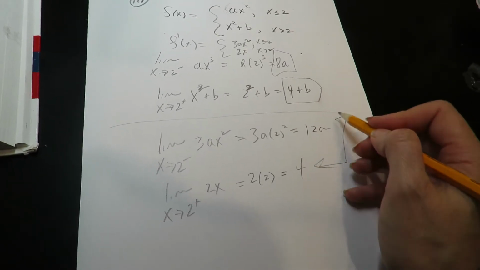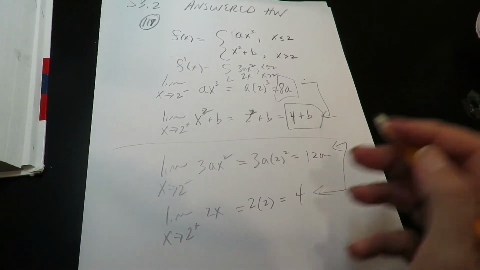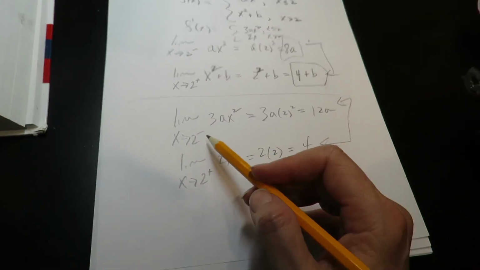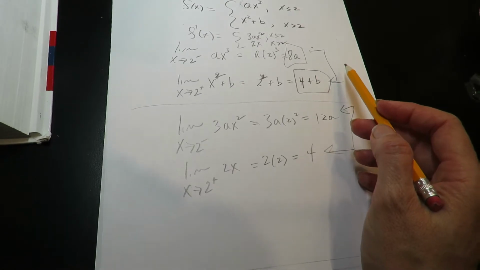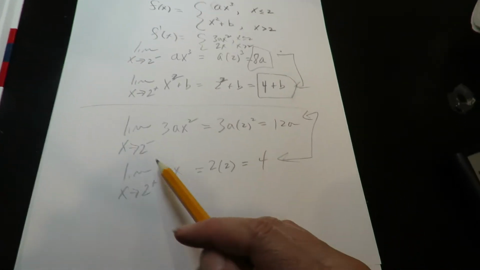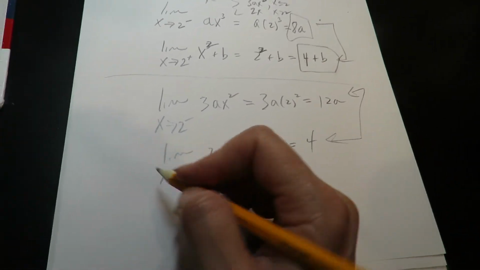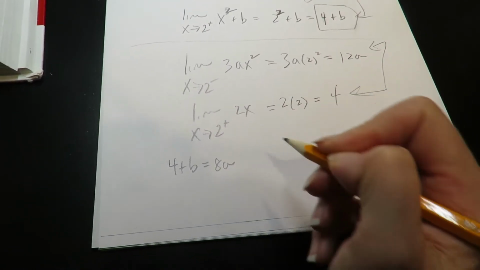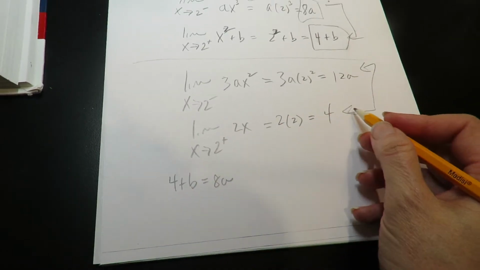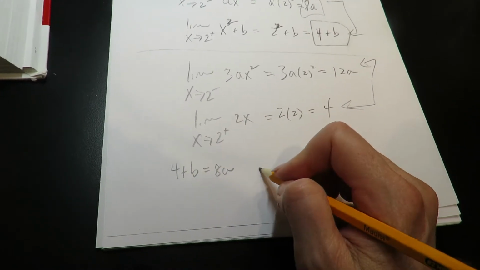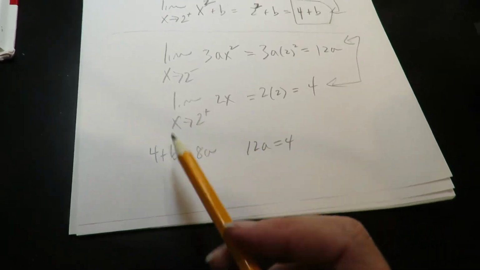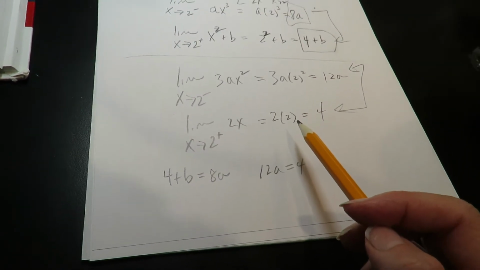Alright, now these have to be equal just like these have to be equal. So remember, the two-sided limits of the function have to be equal, and the two-sided limits of the derivatives have to be equal. So 4 plus b has to equal 8a, and 12a has to equal 4. So those are the two equations that we're getting.